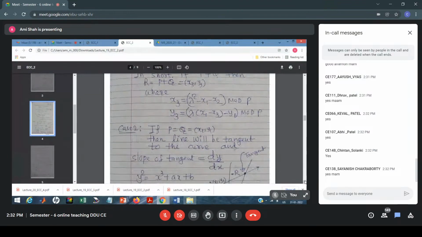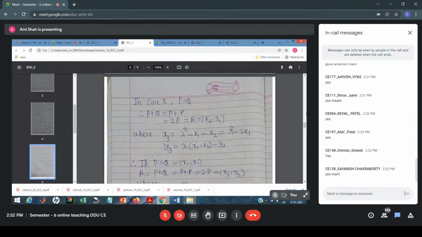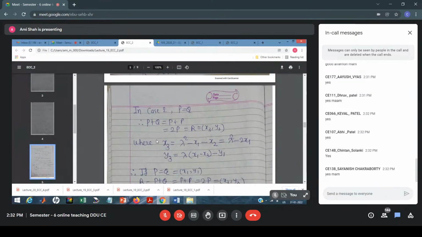The second scenario that I have discussed is P equals Q. When P equals Q, which lambda do you have to use? You have to remember this formula. For lambda, it is (3x1 square plus a) divided by 2y1. So this lambda you have to use. And how to calculate x3?